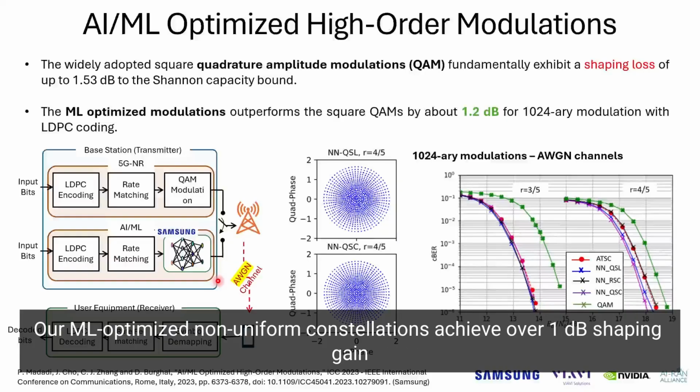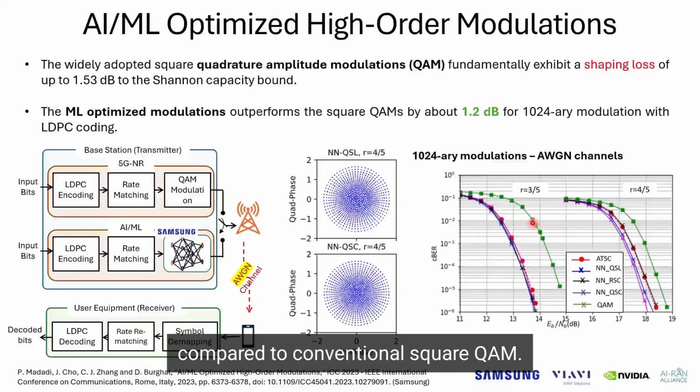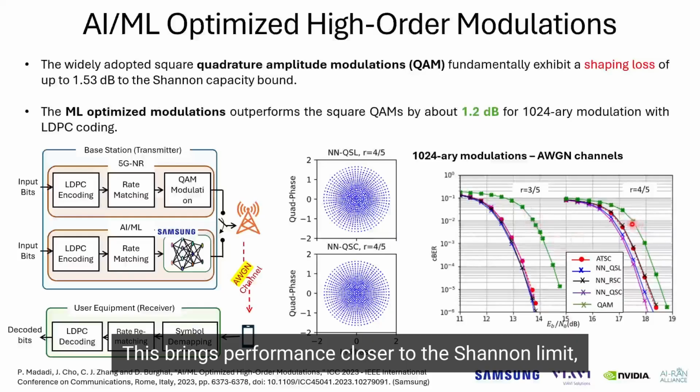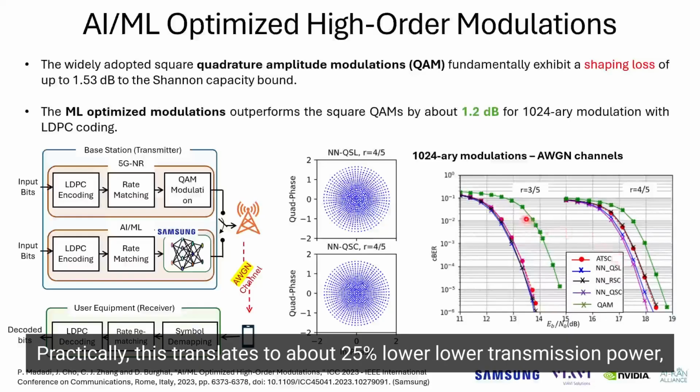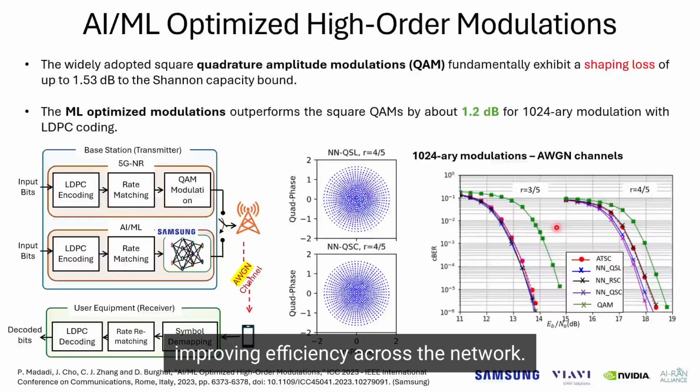Our ML optimized non-uniform constellations achieve over 1 dB shaping gain compared to conventional square QAM. This brings performance closer to the Shannon limit, surpassing even the state-of-the-art ATSC broadcast modulations. Practically, this translates to about 25% lower transmission power, improving efficiency across the network.